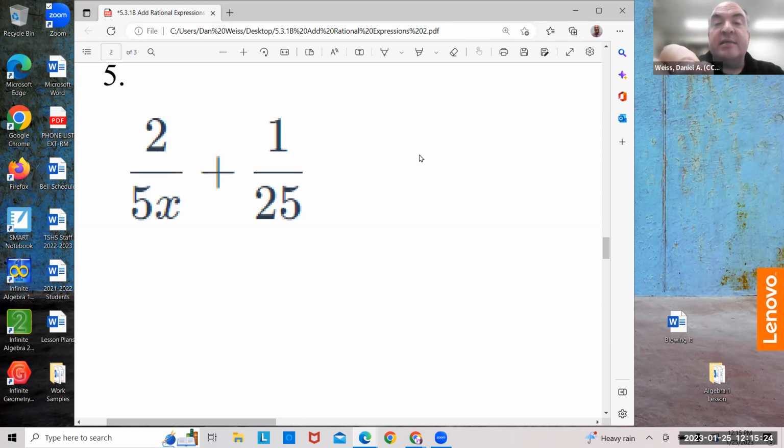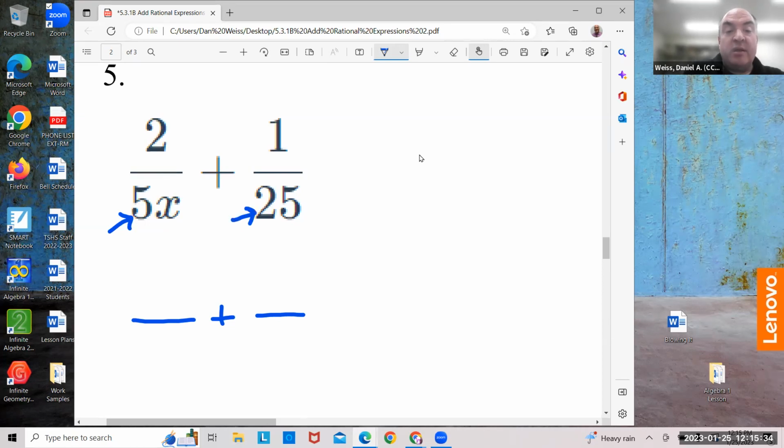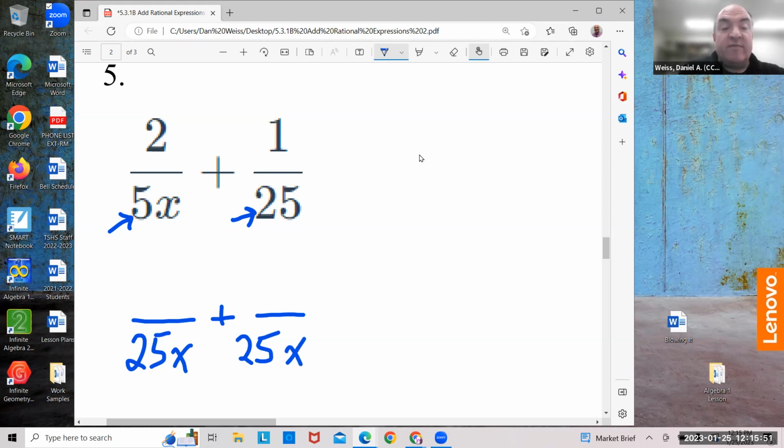Okay, take a look at this. Still very easy. What's the common denominator? Well, first of all, just looking at the 5 and the 25, would you agree that 5 goes into 25? Okay, so 25 is part of your common denominator. And we're just going to add in that x there. 25x is your common denominator.